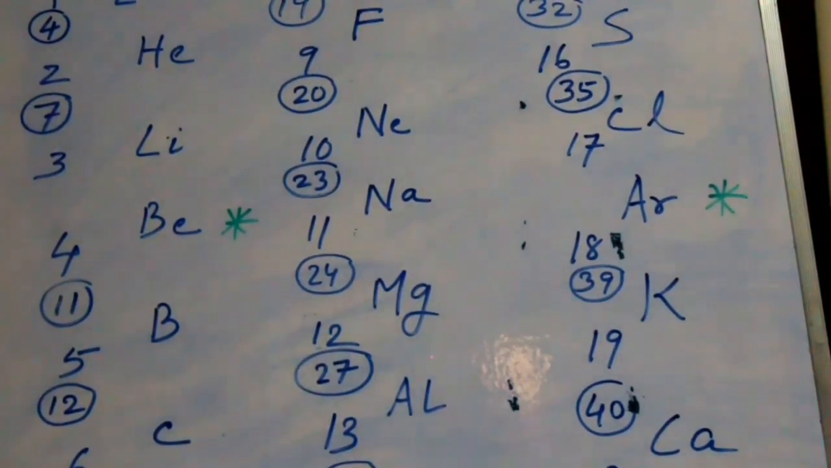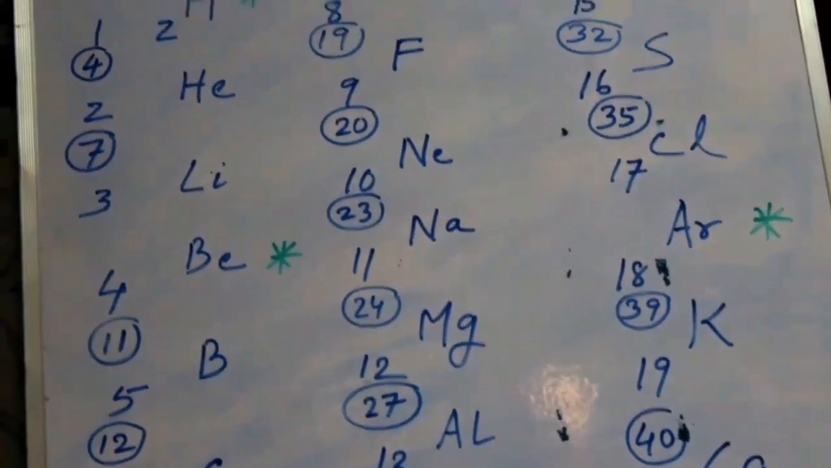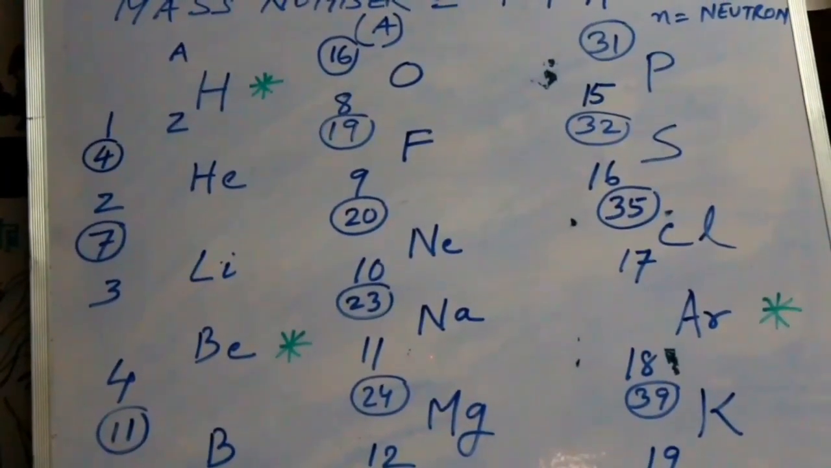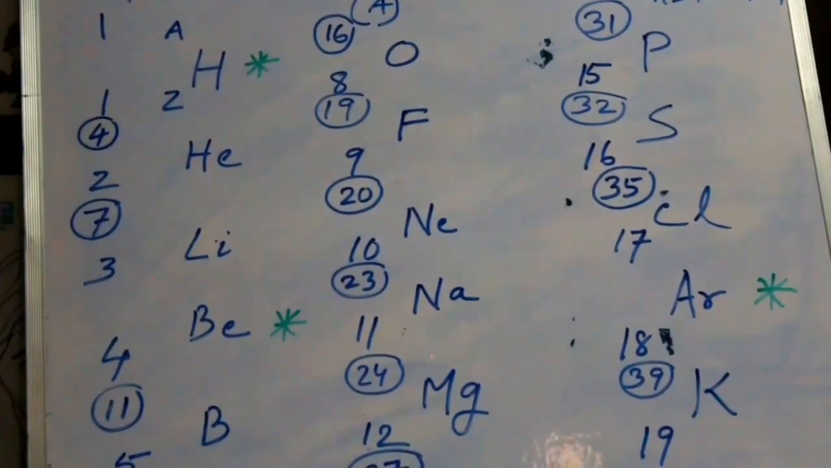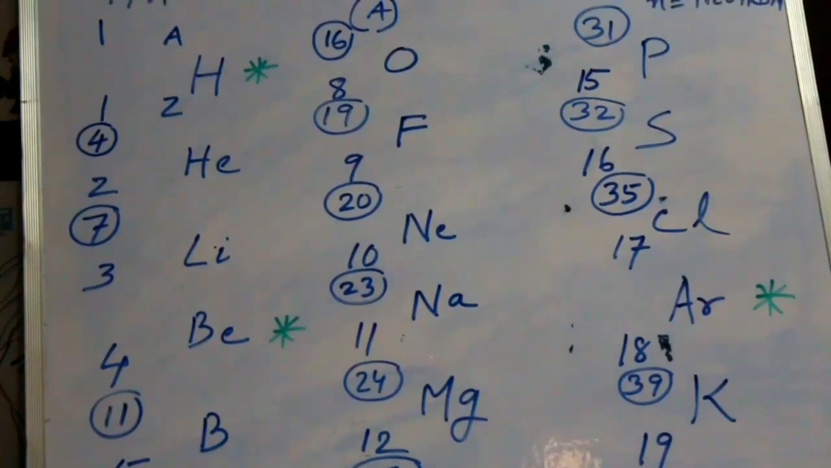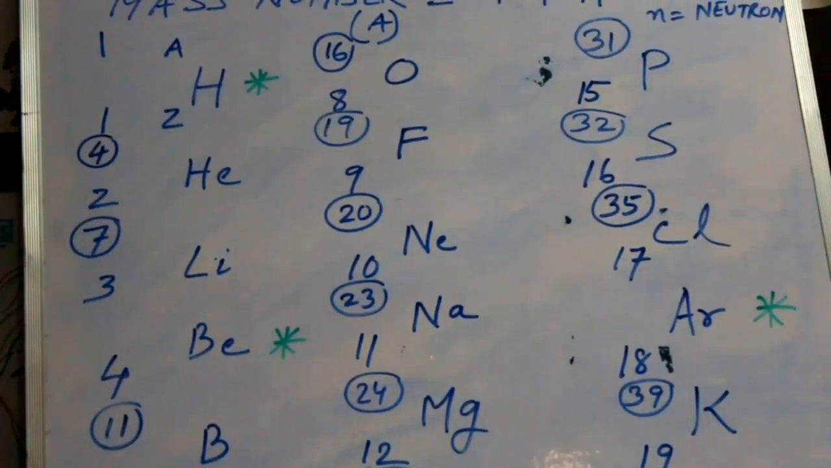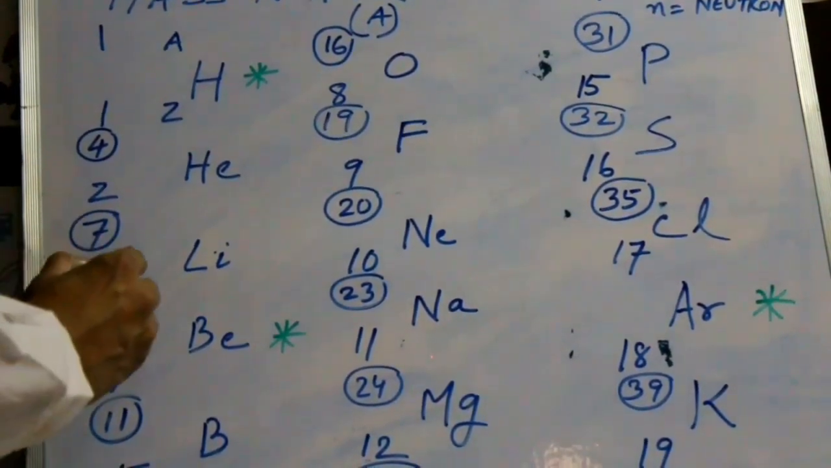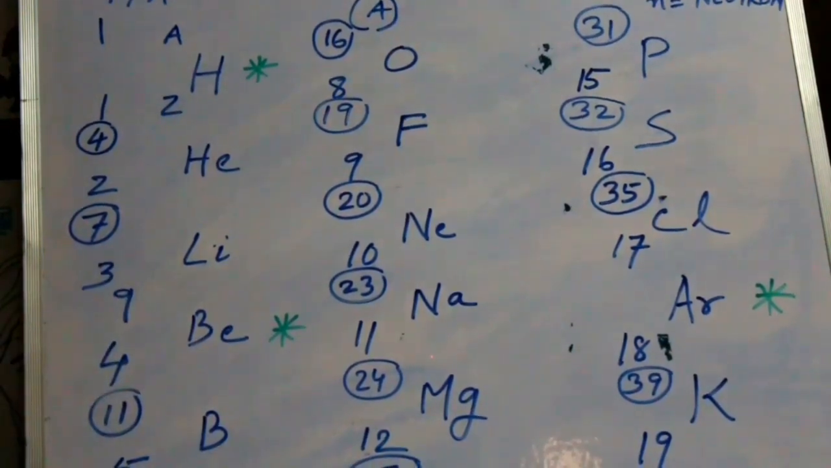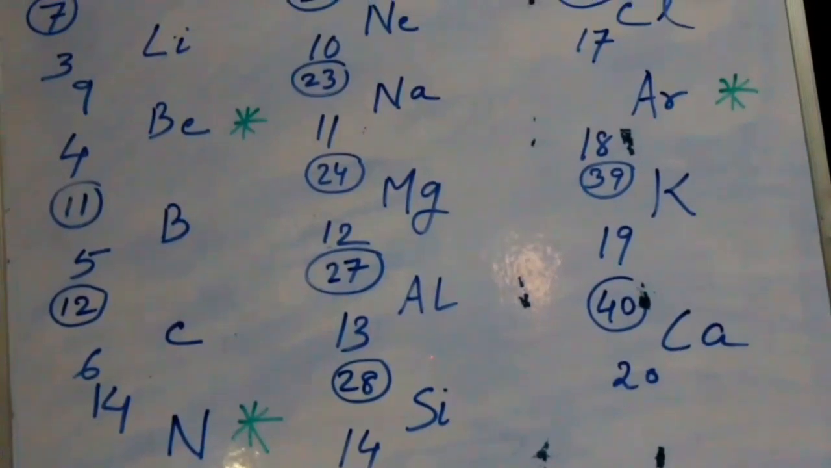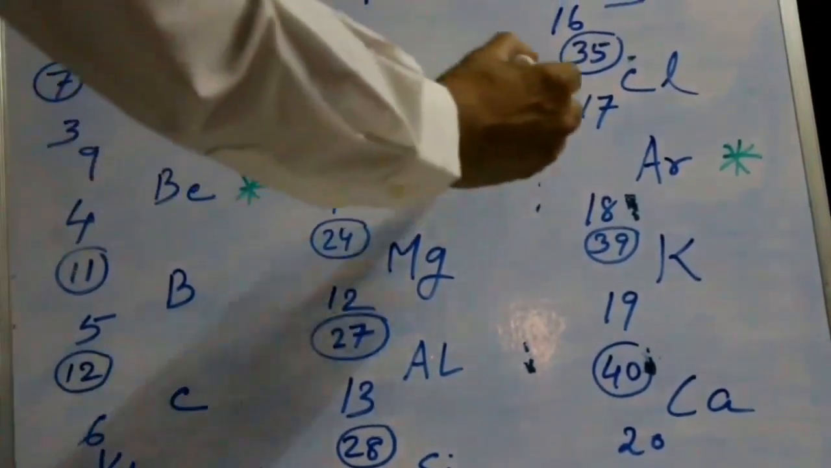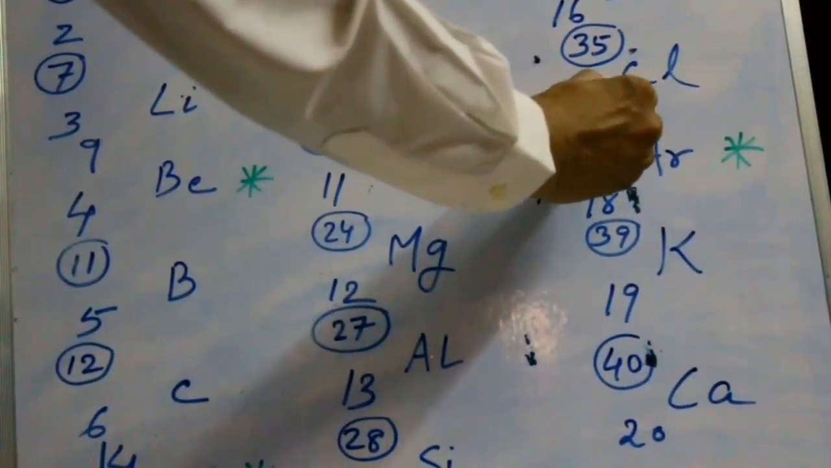So there are 4 exceptions. One is hydrogen. In case of hydrogen, the mass number will be 1, that you have to remember. In case of beryllium, it will be 9. In case of nitrogen, it's 14. And last is argon. In case of argon, it's 40.